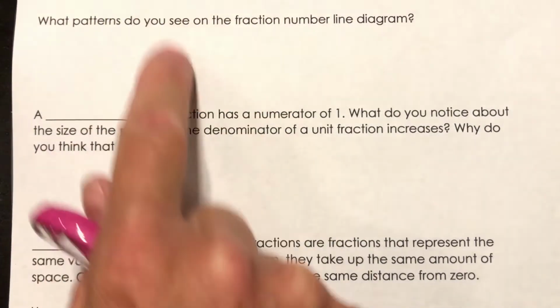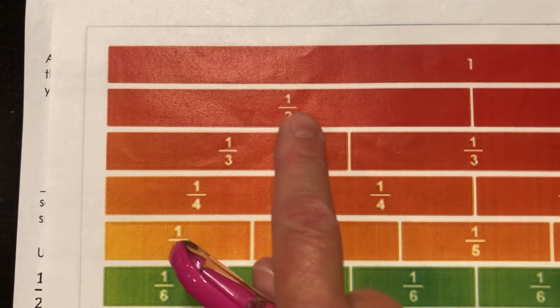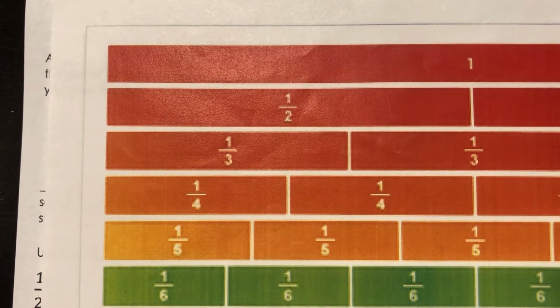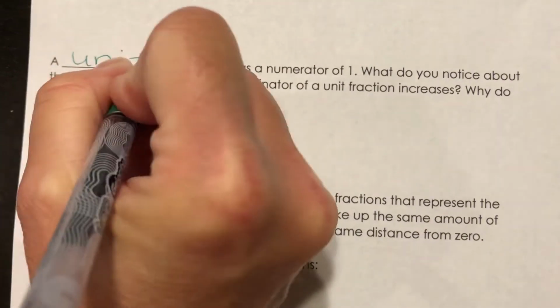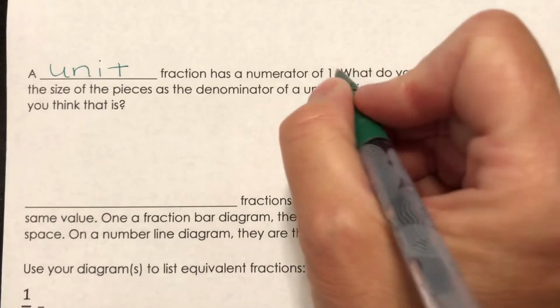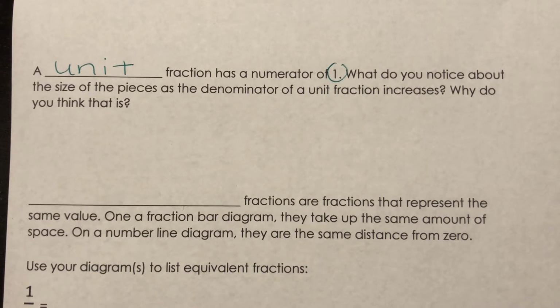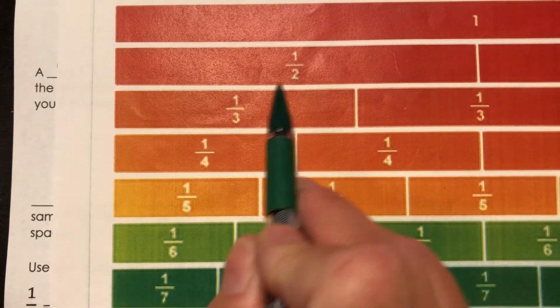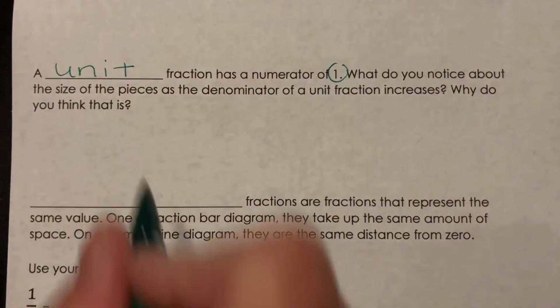Okay, so we've done these first 2. We've noticed our patterns. It says a blank fraction has a numerator of 1. When you look at this, I see a whole bunch of 1s on the fraction bar diagram. Those have a special name. When the numerator, the top number, is 1, that's called a unit fraction. So on this line right here, let's write the word unit. A unit fraction has a numerator of 1. And I ask, what do you notice about the size of the pieces as the denominator of a unit fraction increases? We already said, wow, as this denominator gets larger, the pieces get smaller. So let's write that.